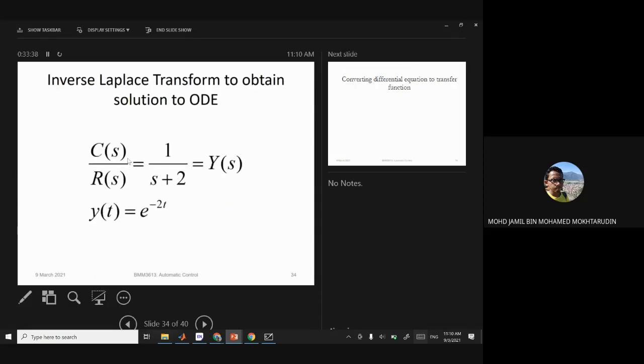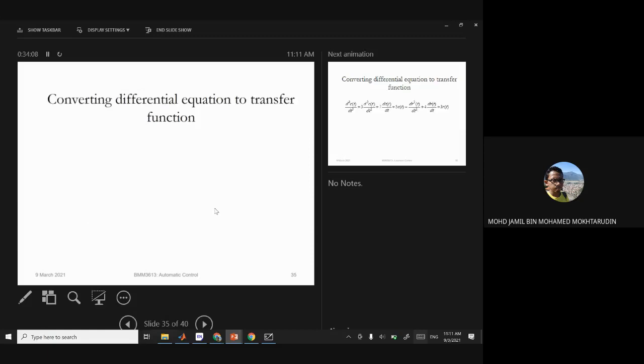So after you get the transfer function, then you can find the inverse. Let's say you define C(s) over R(s) equals Y(s), then you can find the time response, y(t). So for y(t) here, you just take the inverse Laplace transform of this equation. You get e power of minus 2t. Okay, so let's look at another example.